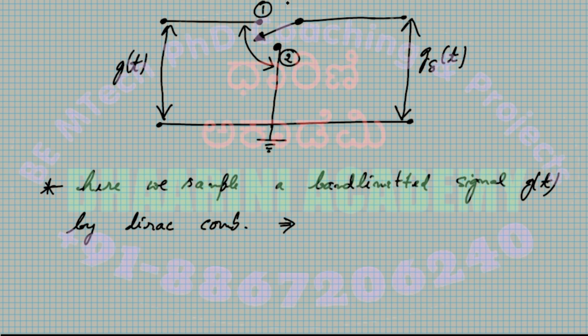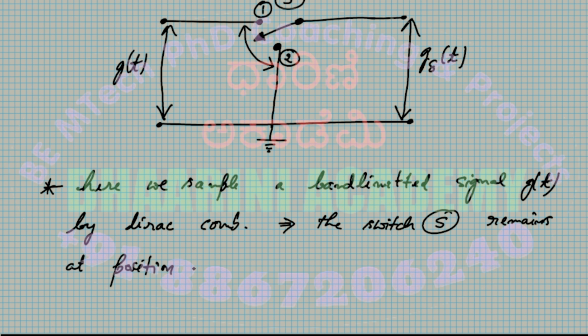So there is a switch S. The switch S remains at position 1. What's the duration? It remains at position 1 for a time duration equal to almost 0. Immediately it should move back to 2. The time it remains at 2 is much greater than the time it remains at 1. That's what is expected.